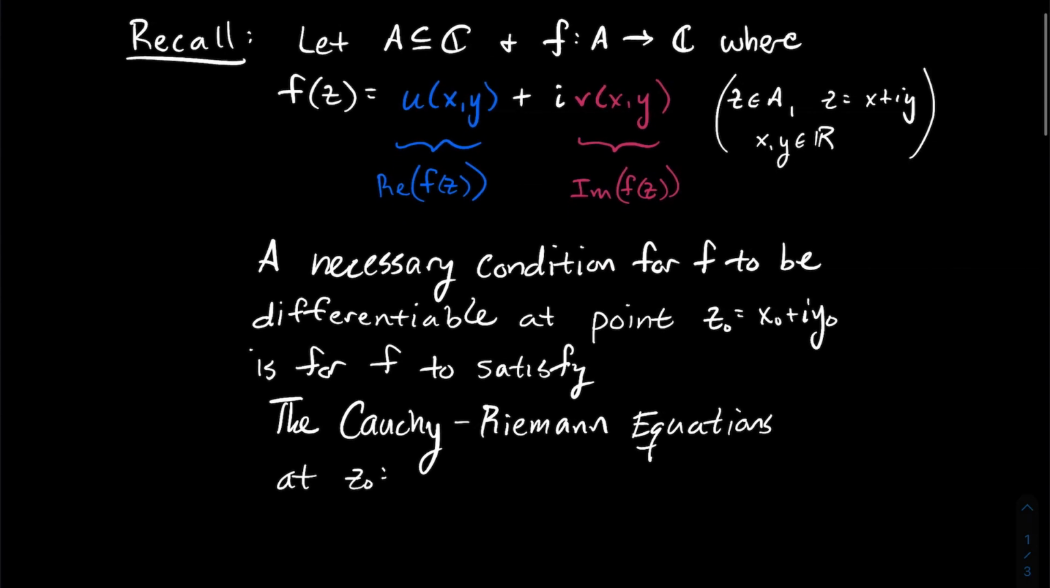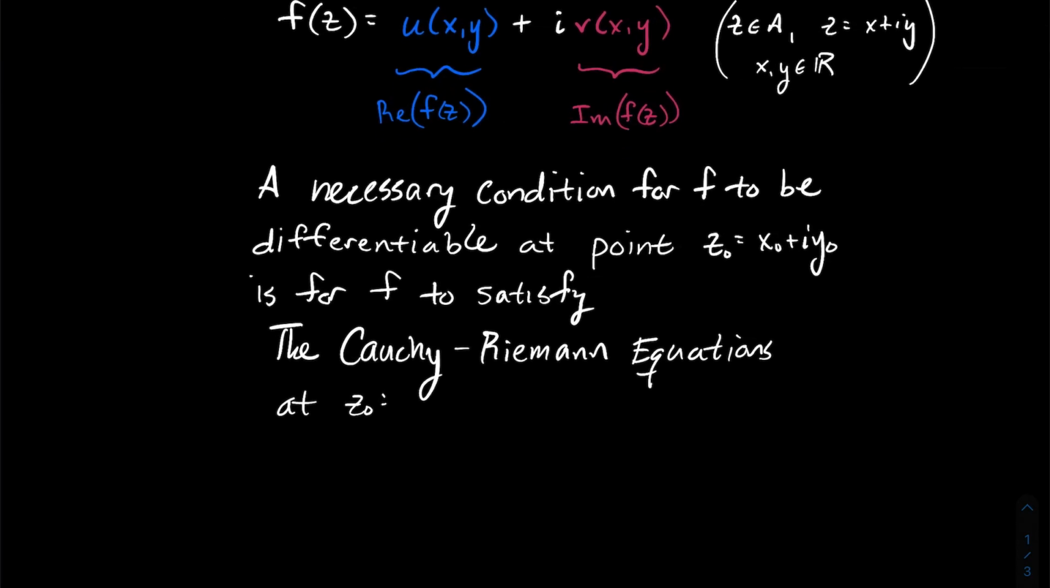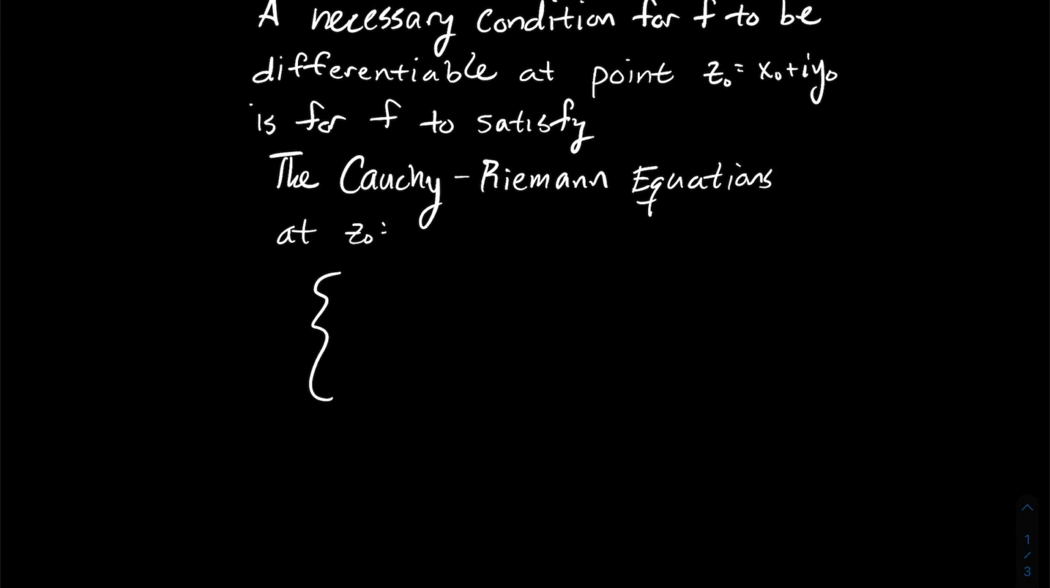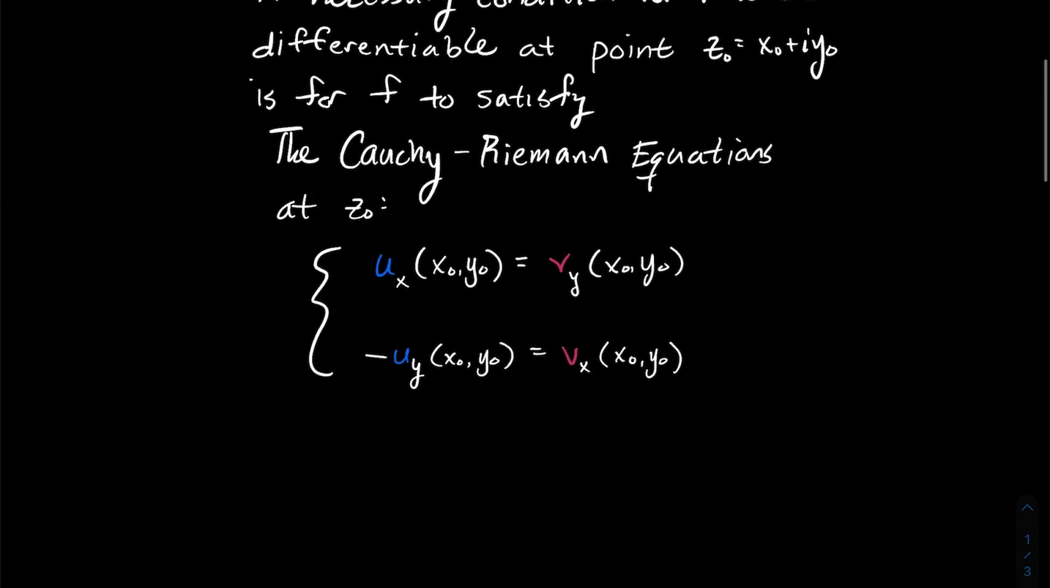Now, a necessary condition for this function f to be complex differentiable at a particular complex number z naught, say x0 plus i y0, is for the function f to satisfy the Cauchy-Riemann equations at the point you're interested in, z naught. And to remind you, what are the CR equations? It's the system of two partial differential equations where the partial of u with respect to x at your point has to be the same as the partial of v with respect to y at your point, and the negative of the partial of u with respect to y at your point has to be the same as the partial of v with respect to x at your point.